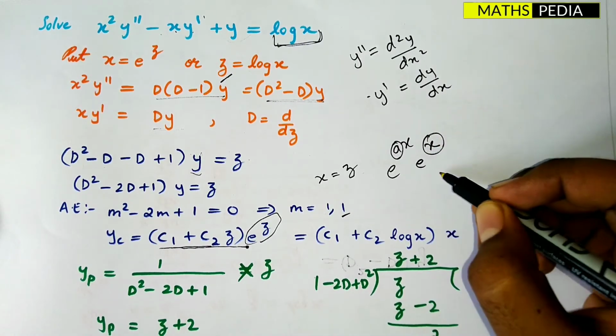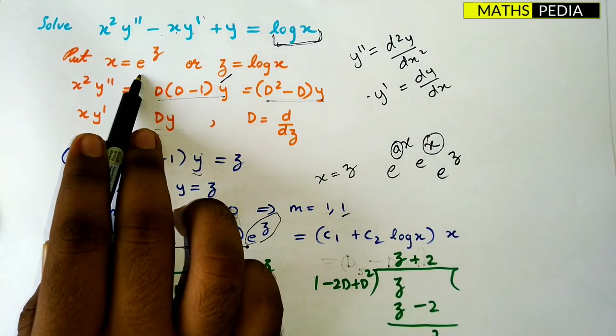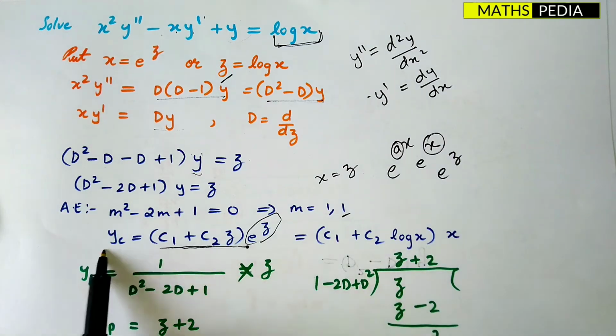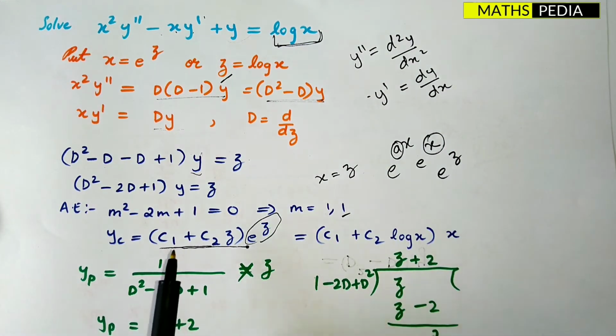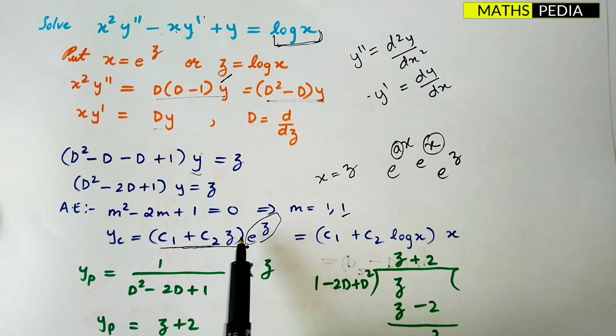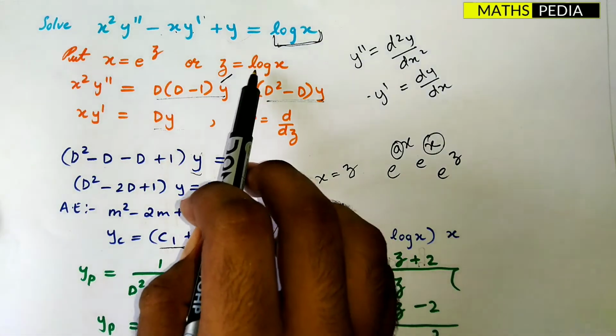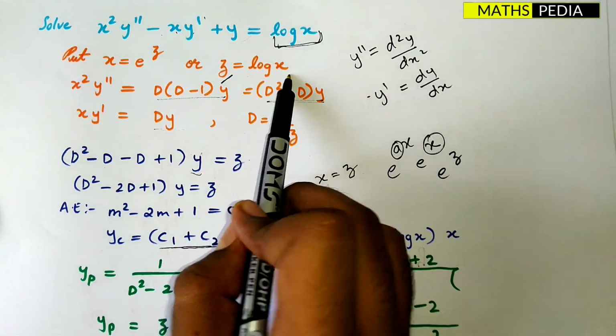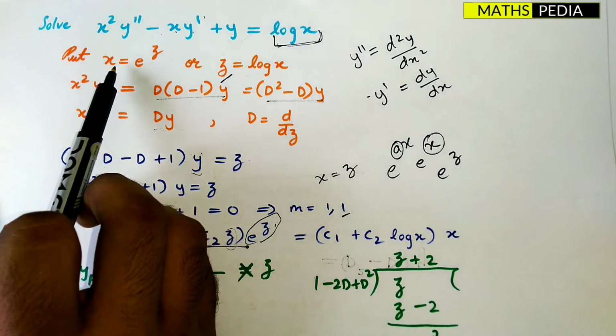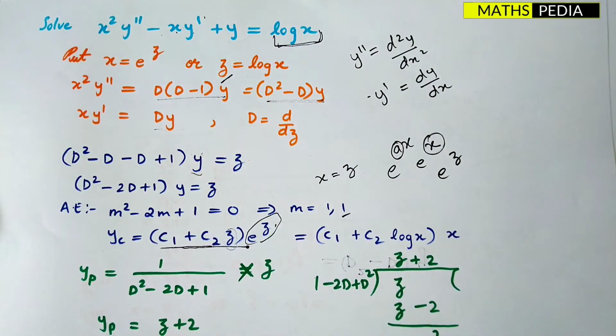Now we have to replace x with what? With z, not with e^z. Okay, remember this. For writing the yc, you have to replace x with z. That's it. Now after doing this, we have to replace z again with log x, and e^z we have replaced with x. That's it. So don't get confused.